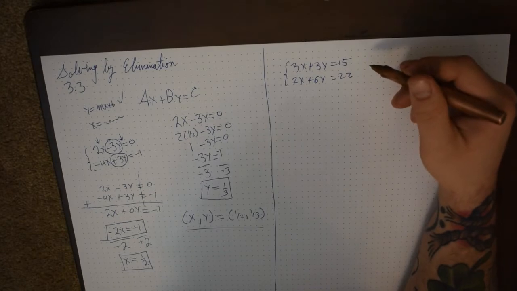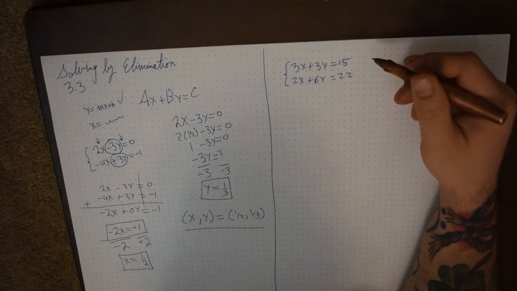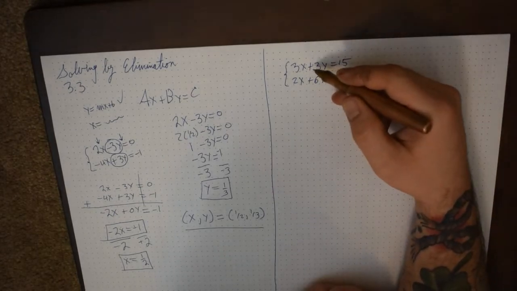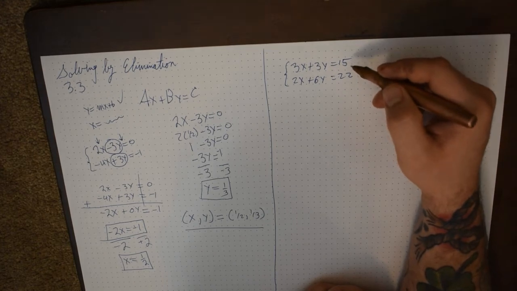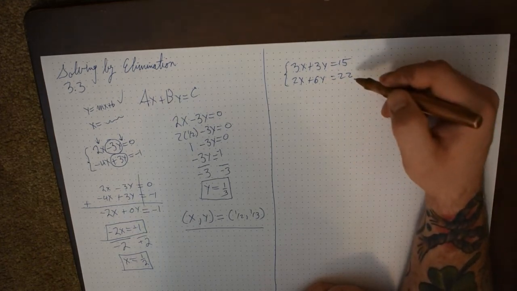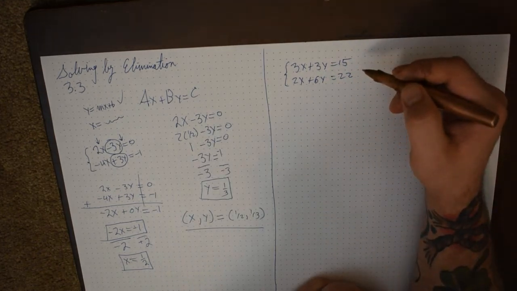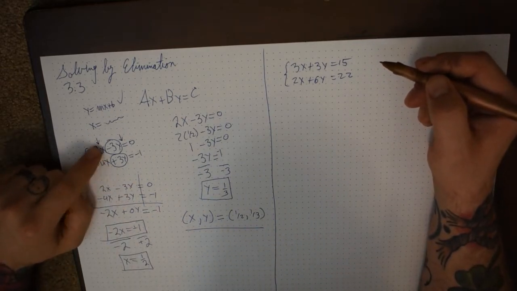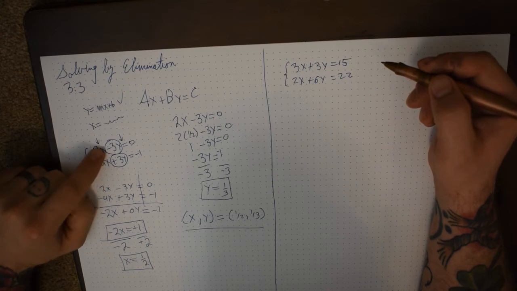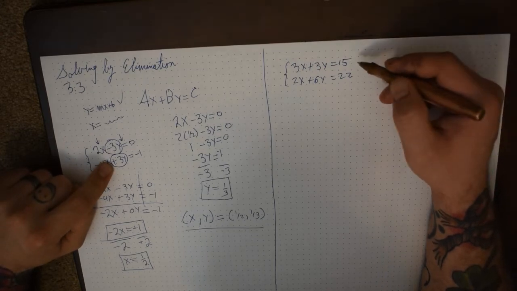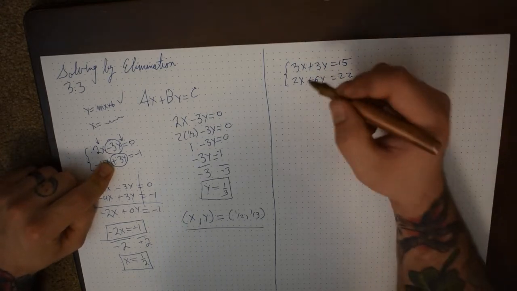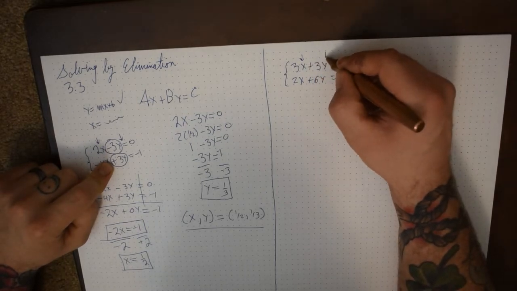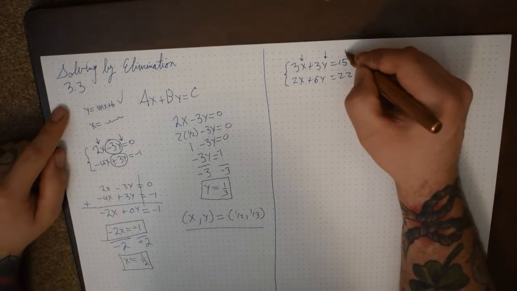So let's consider another example. Let's say we've got the system of equations 3x plus 3y is equal to 15 and 2x plus 6y is equal to 22. Now in the last problem, we had these terms whose signs were opposite. They had the same number, but their sign was opposite. We don't have that same thing here. We do have our column of x's, our column of y's, and our constant column though.